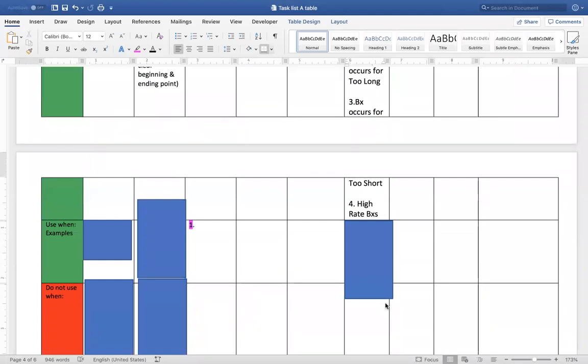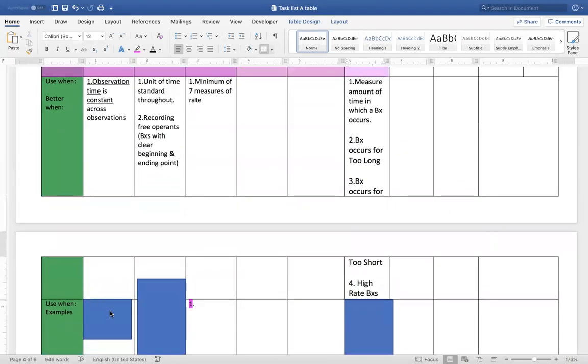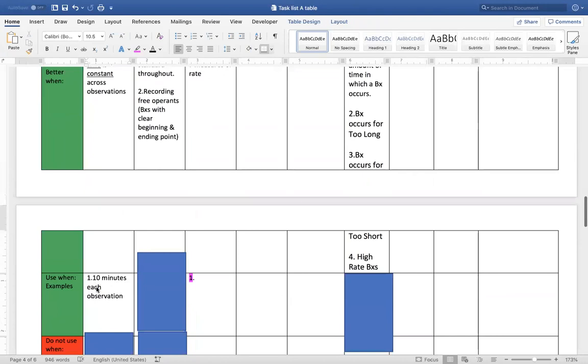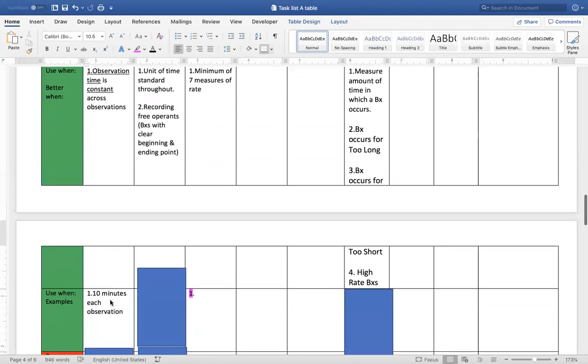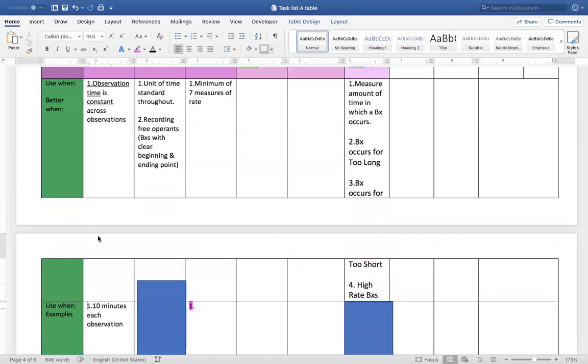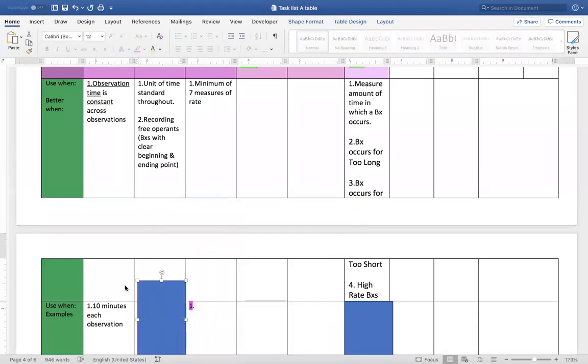Used when examples. Oh, these are the examples. So the first one is count. So for example, 10 minutes is each observation period. So that's basically what that means. Basically, each observation needs to be 10 minutes. It cannot be 5 minutes today and later 10 minutes. Let me see if I can ask you a cool question here because I am lost.